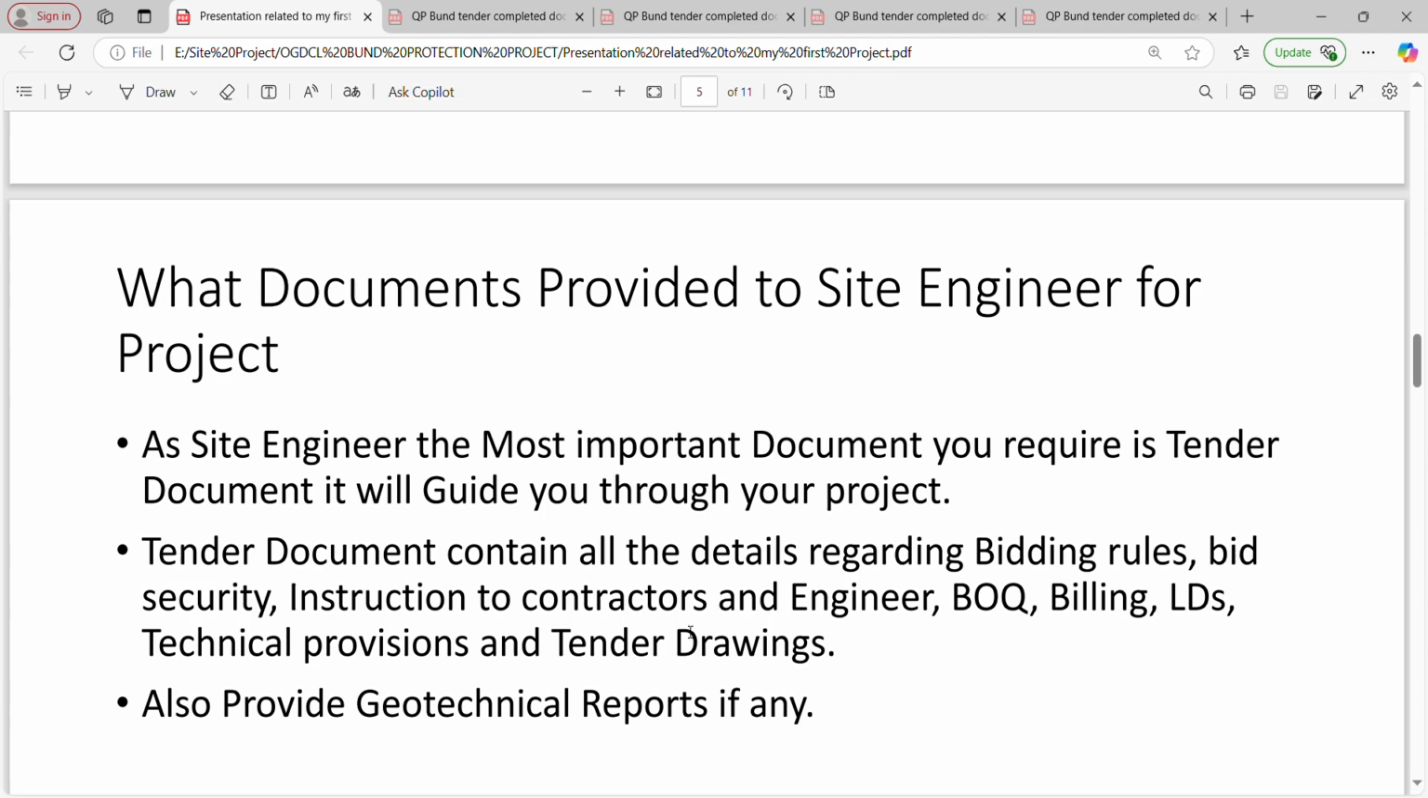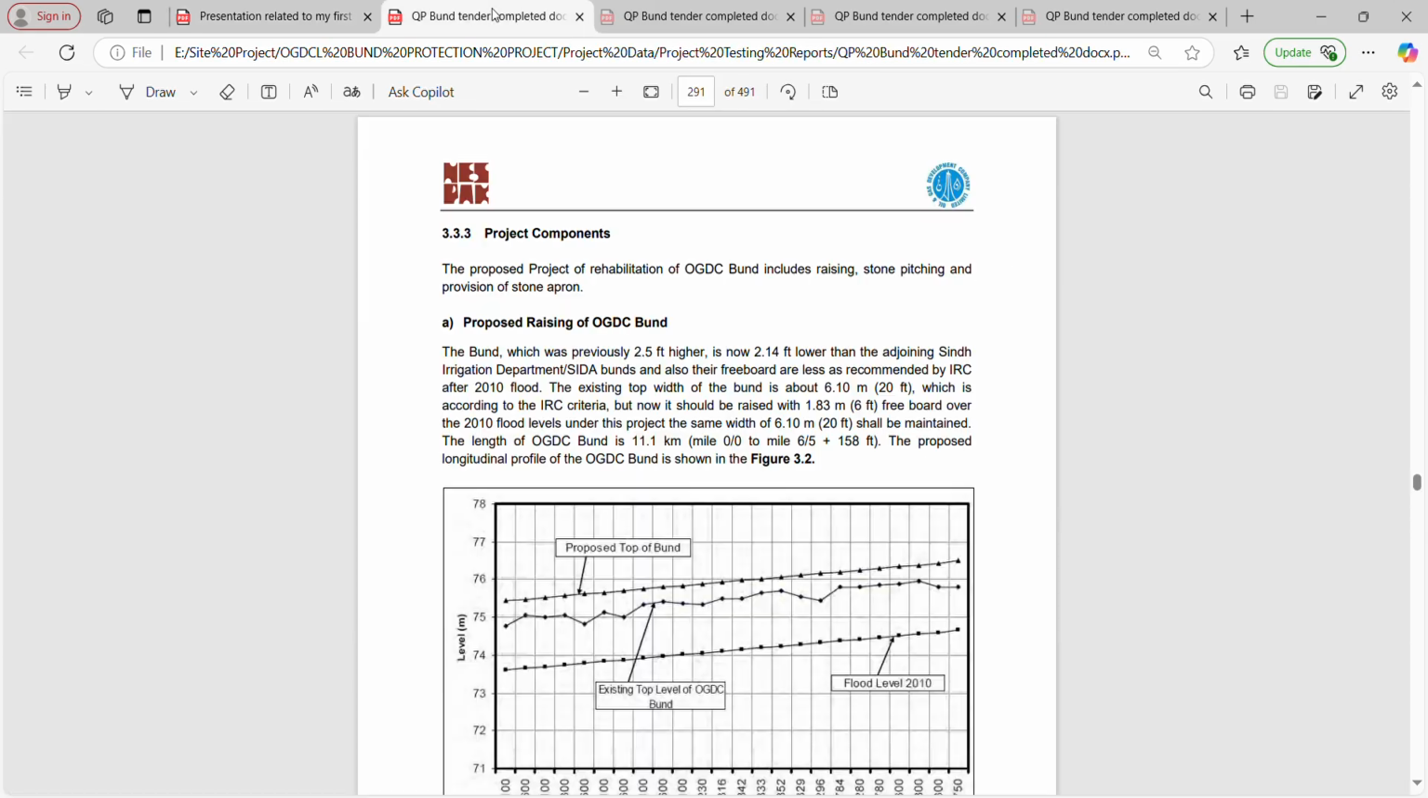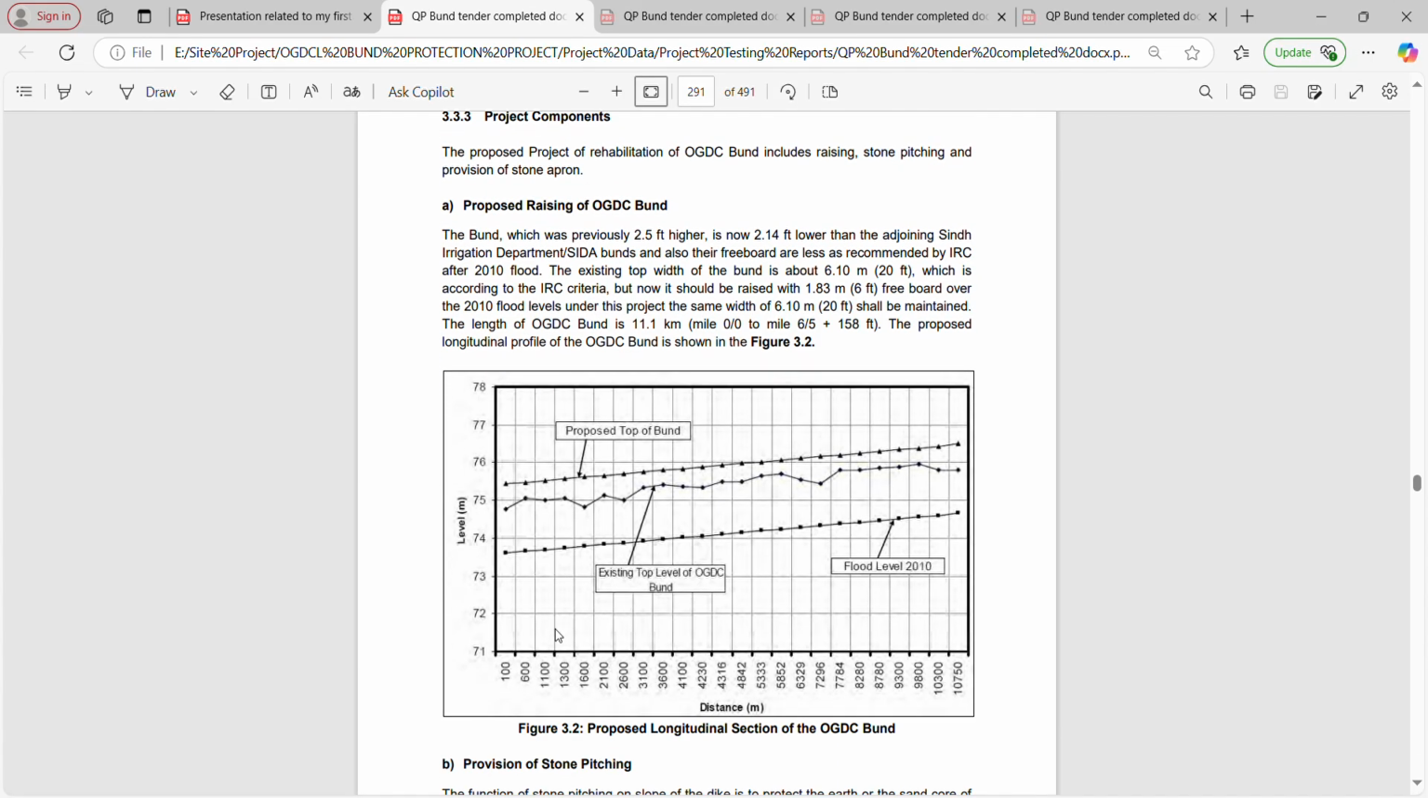First of all is the basic introduction of the project. These are all the information related to raising the bund up to 1.83 meters from the freeboard over the 2010 flood level. This is the graph showing the total length of the bund. This is the flood level 2010. This is the existing level of the bund, and this is the proposed level of the bund.